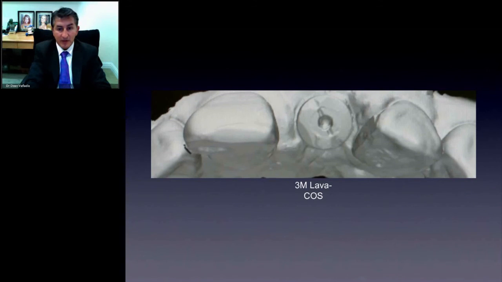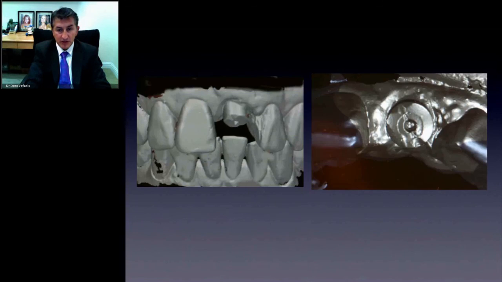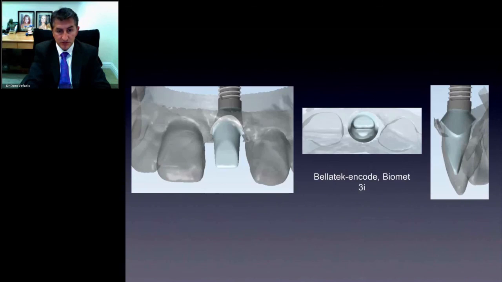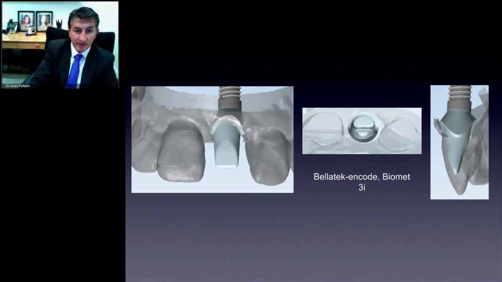Then we're going to scan that with our Lava. The Lava is going to create an SLA model. Here's the Lava scan, perfect occlusal registration. That gets sent to the 3i facility. They'll make their final design, and if you see here, the margin is about a millimeter below the tissue. So how is that determined?